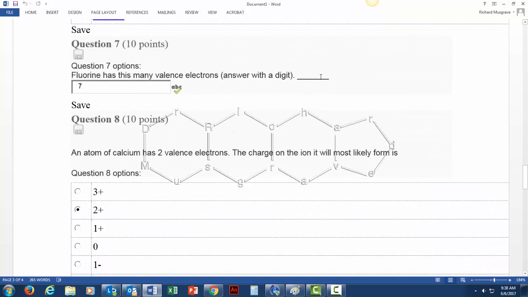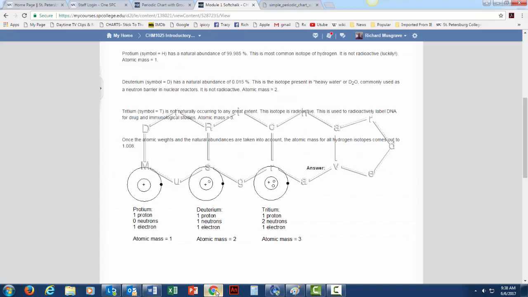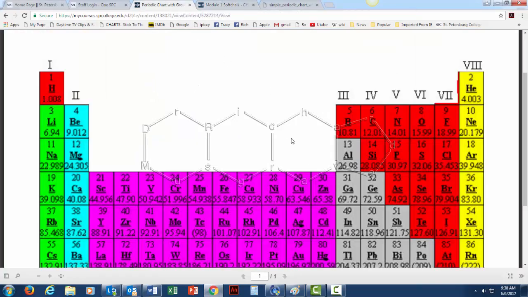Fluorine has this many valence electrons. The way we can tell how many valence electrons something has is to look at a periodic table that has the groups written above the columns. These groups represent the number of valence electrons, or the number of electrons that each of these elements is going to have in its outer shell. In this case, fluorine is in group 7, which means that it has 7 valence electrons, which means that it's going to need one electron to get to its octet. But the important answer here is that it's in group 7.